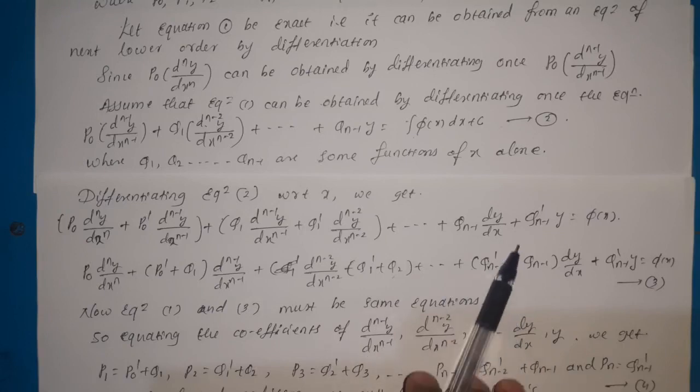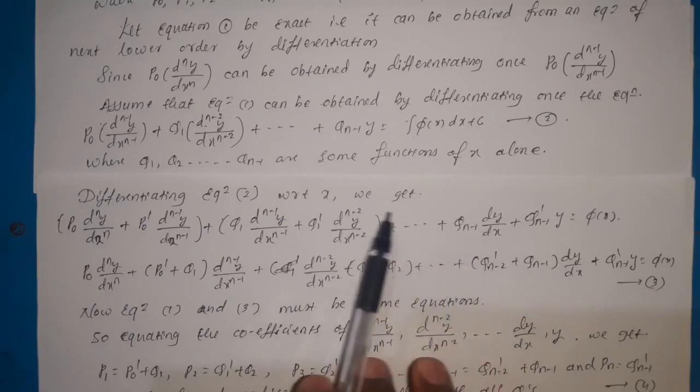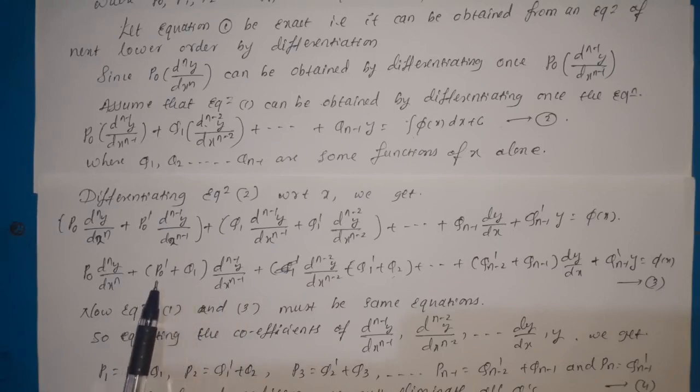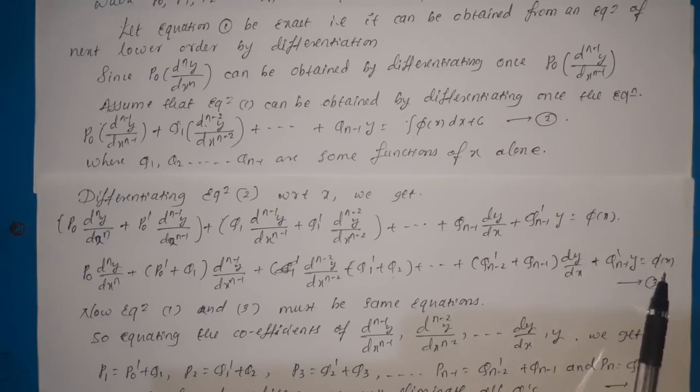The last term will be q(n-1) dy/dx and its previous term. So here q2, its previous term is q1 and its derivative is there, and here q1, its previous term is p0 and here we have the derivative of p0, and similarly here q(n-1) is the last term and its previous term will be q(n-2), but we have to consider its derivative, plus here it is only one term, so therefore q(n-1)' y is equal to phi of x, and consider this as equation 3.